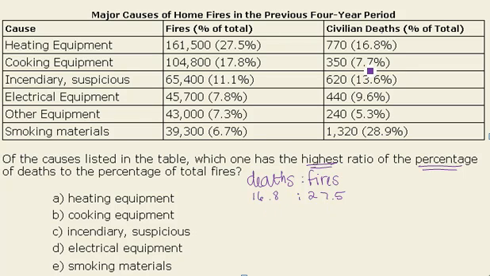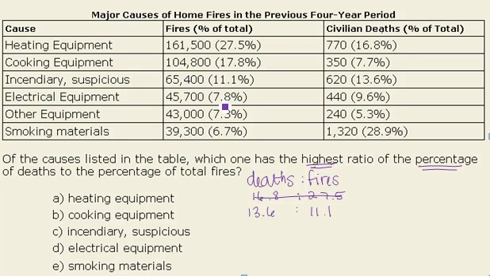Same with 7.7 to 17.8. But here, incendiary devices, 13.6 to 11.1%, we can see that the deaths here are higher than the fires. So this would already give me a higher ratio. So I'm going to look where the percentage of civilian deaths is higher than the percent of fires.